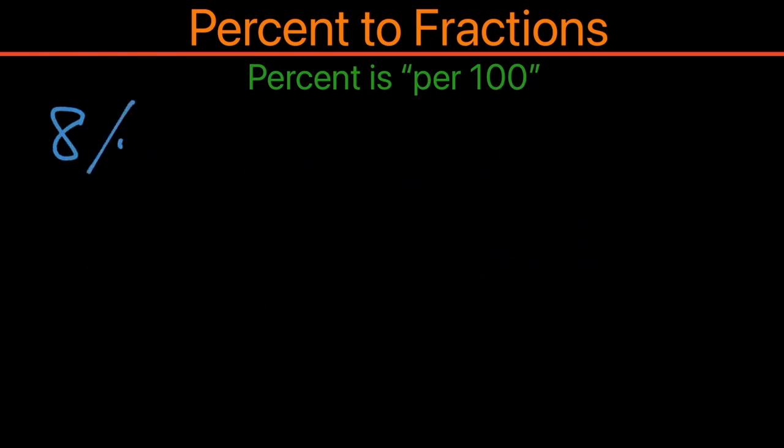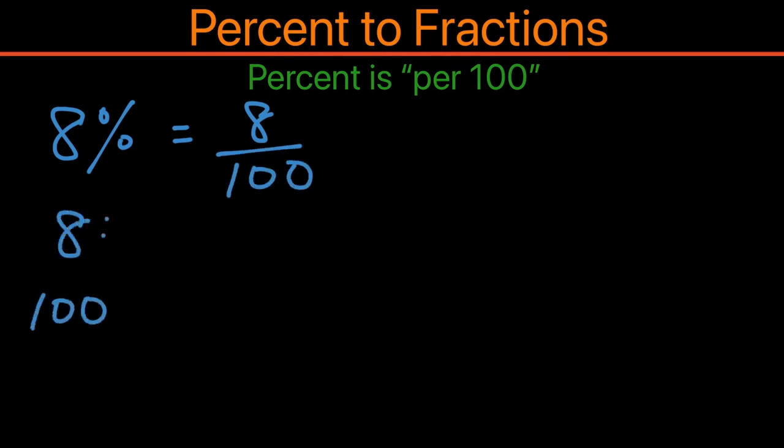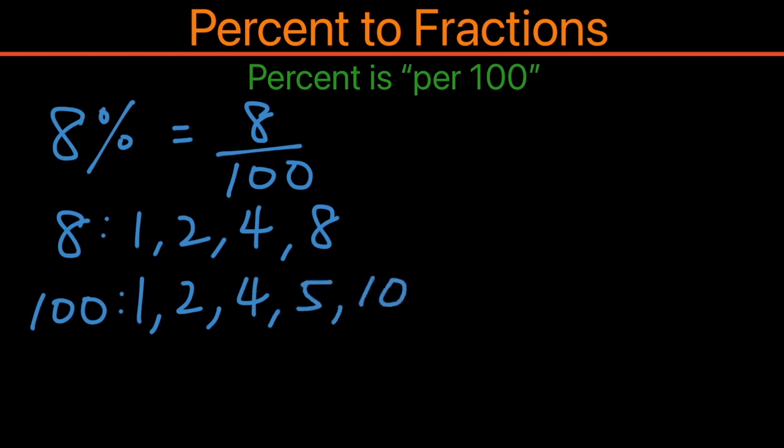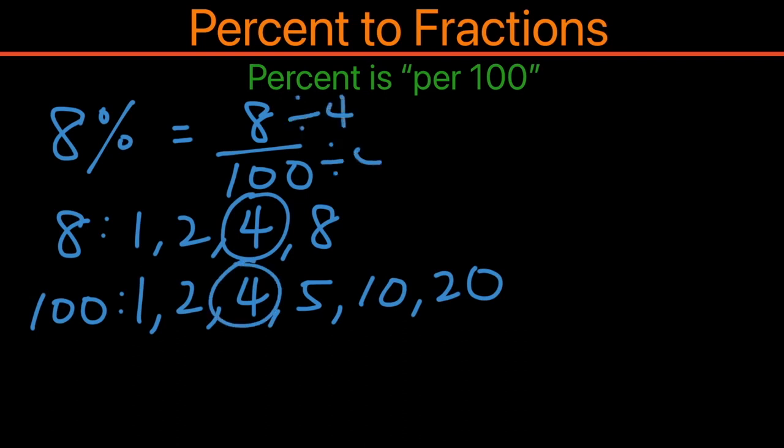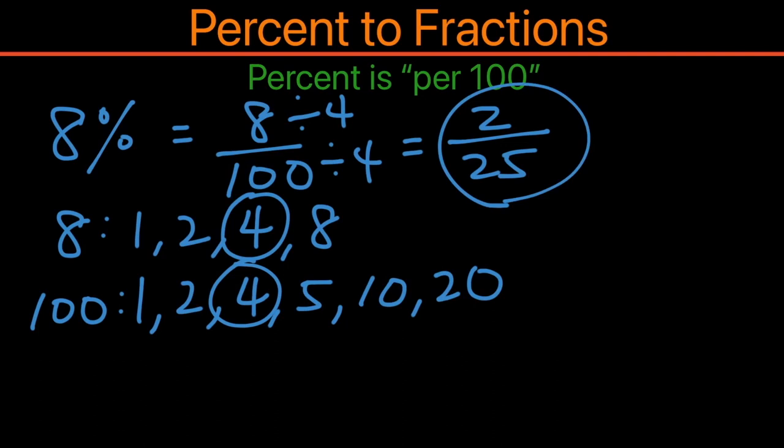Now here is another one, 8%. So 8 out of 100, and we have common factors of 8 and 100. For 8, we have 1, 2, 4, and 8. For 100, we have 1, 2, 4, 5, 10, 20, and so forth. And from here, we can see the greatest common factor is 4. So we can divide both by 4, and that gives us 2 over 25. And therefore, 8% is equivalent to 2 over 25.